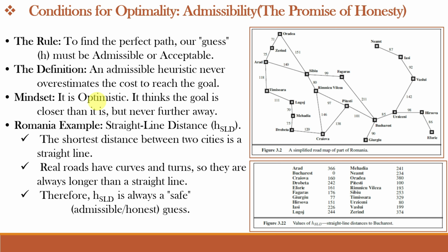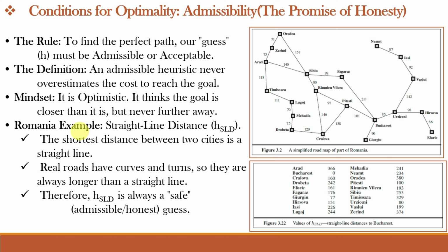Why does this help? Because if our guess is optimistic or positive, A-star is brave. It will explore every potential shortcut. Also, to find the perfect path, A-star will never be scared by a high guess. It will stay optimistic or positive and will stay curious enough to find the shortest path.